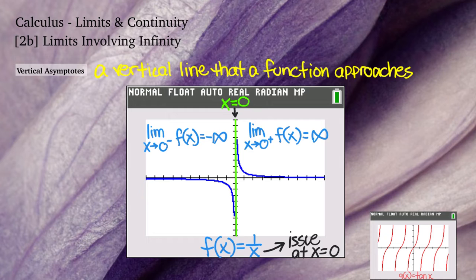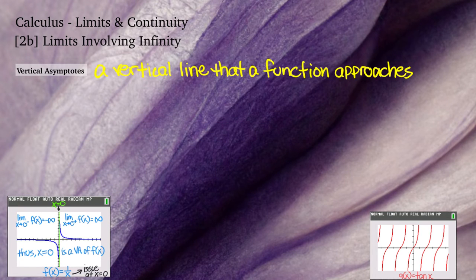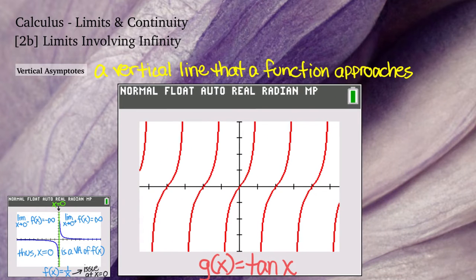Since these one-sided limits are infinite at x equals 0, the line x equals 0 is a vertical asymptote of the function. Evaluating a limit is what allows you to formally conclude that a vertical asymptote exists. Let's look at another function, g of x equals tangent x. On the TI-84, I use zoom trig to get this graph, which means that the scale is pi over 2. So we have pi over 2, pi, 3 pi over 2, 2 pi, and so on.